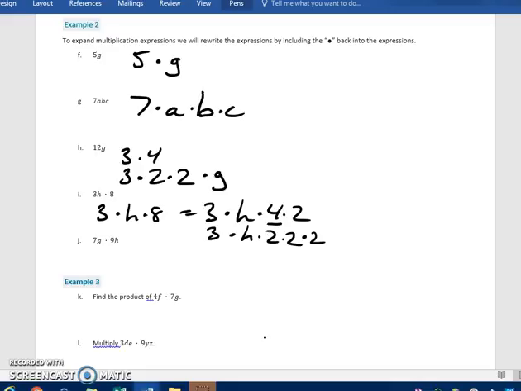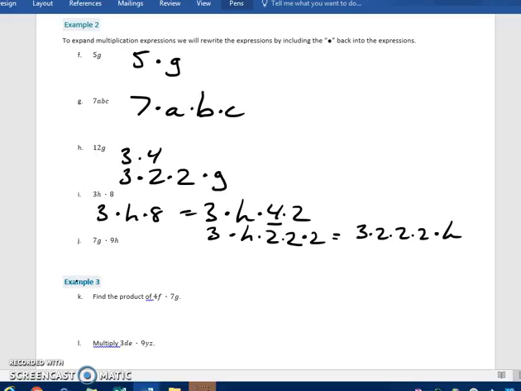Okay, so we just want to kind of clean things up. We do like all the numbers first. All right, so 3 times 2 times 2 times 2 times, and then just your h. And the whole idea is that if you would multiply this out, 3 times 2 is 6, 6 times 2 is 12, 12 times 2 is 24, 24 times h, 24h. If you go up here and you do 3h times 8, yeah, you're going to get 24h.